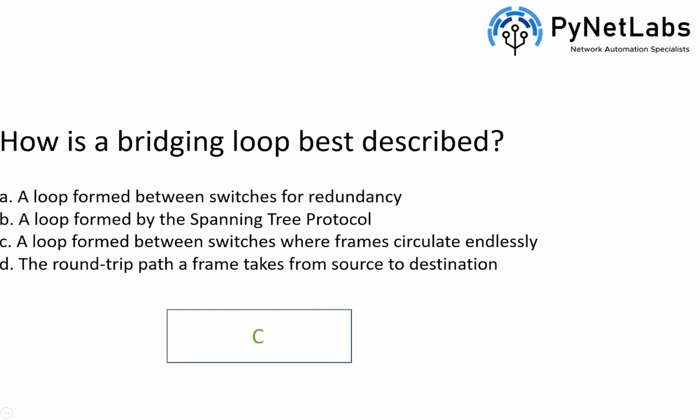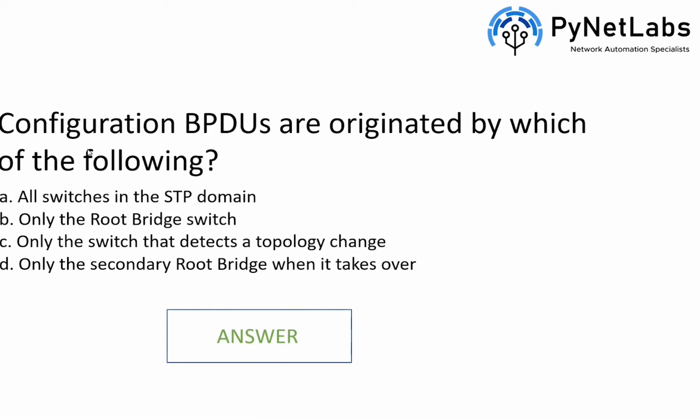So good job, guys, whoever answered it as C. C is the correct answer for this. A loop formed between switches where frames circulate endlessly is a bridging loop, and this can be avoided by spanning tree, right? Now, the next question is, configuration BPDUs are originated by which of the following?